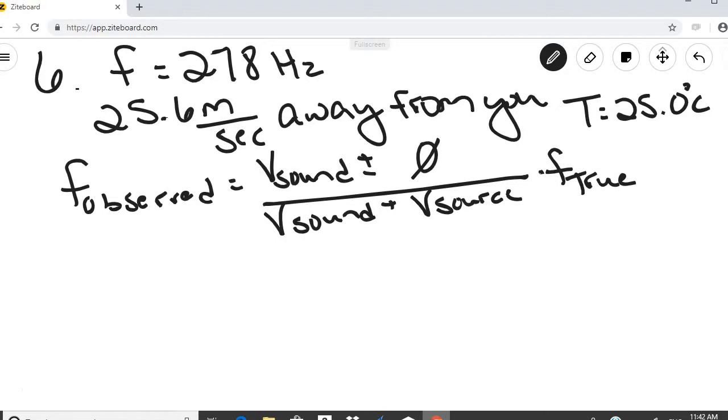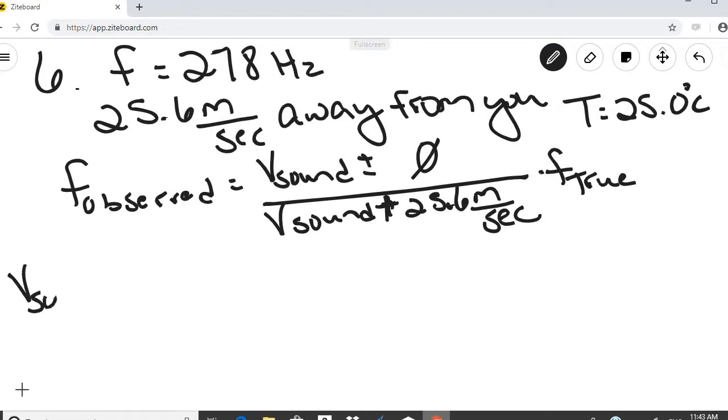Okay, so I guess we can go ahead and put the velocity of the source in here, because we're told that that is 25.6. So we're going to add 25.6 meters per second. Okay, so then we're just left with figuring out the velocity of the sound.